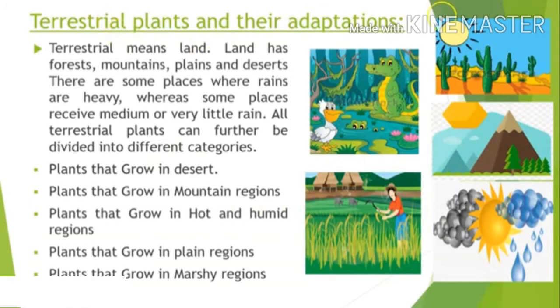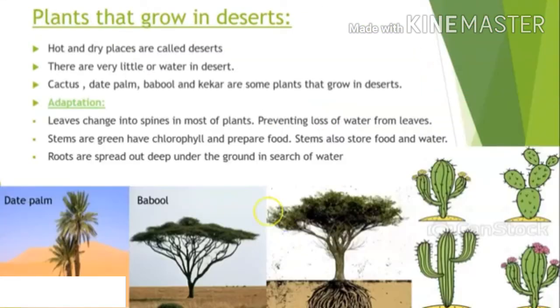Okay, so let's start with the plants that grow in the desert. Plants that grow in the desert. Deserts are hot and dry places. You can see all these places. These are very hot and dry. There is very little water or no water at all in the desert. Cactus, date palm, babul, kikar are some examples of plants that grow in the desert.